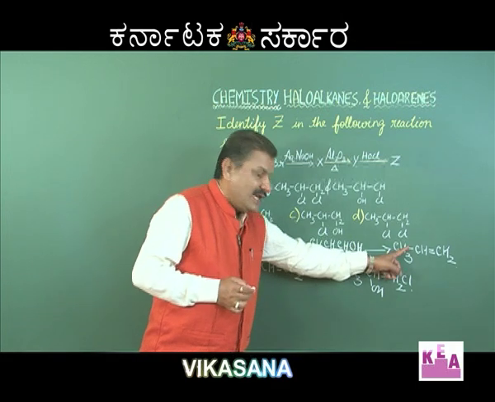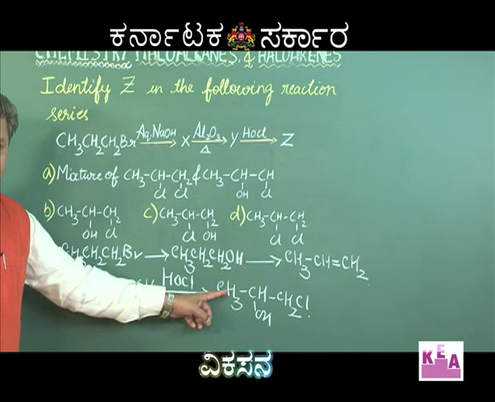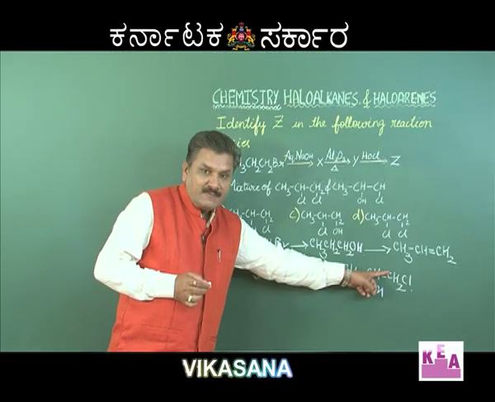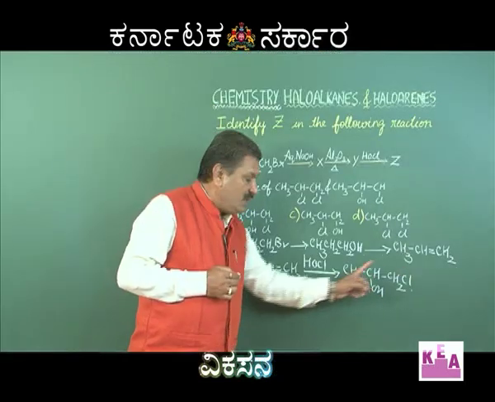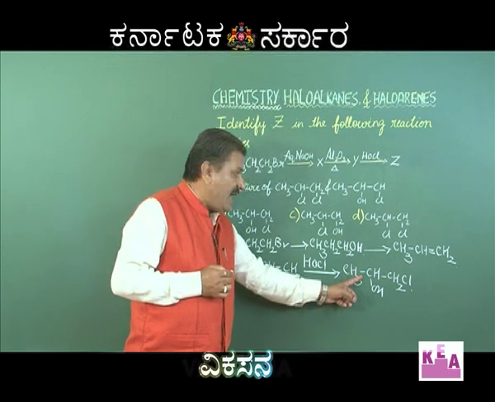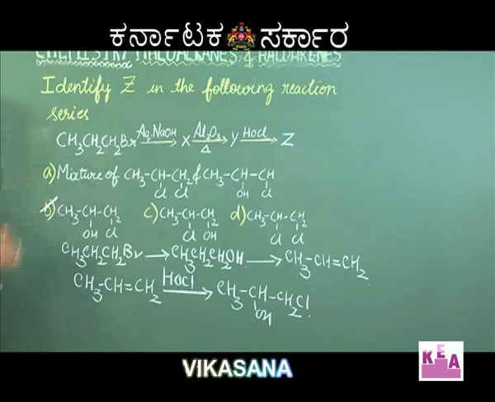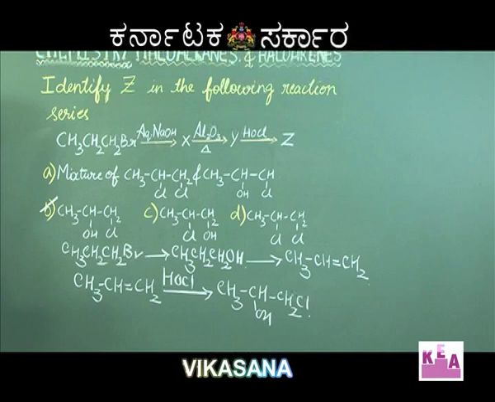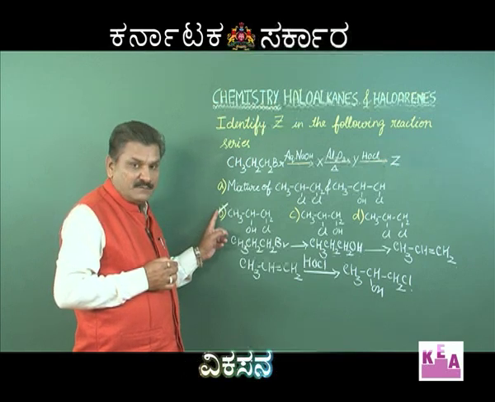So, this alkene on addition reaction with HOCl in accordance with Markovnikov's rule forms CH3, CHOH, CH2Cl. So, the product formed here is CH3, CHOH, CH2Cl. This end product we have in the given options as option B. So, therefore, option B is the correct answer for this series of reactions. This is how we need to select the correct answer for such questions. So, B is the correct option.